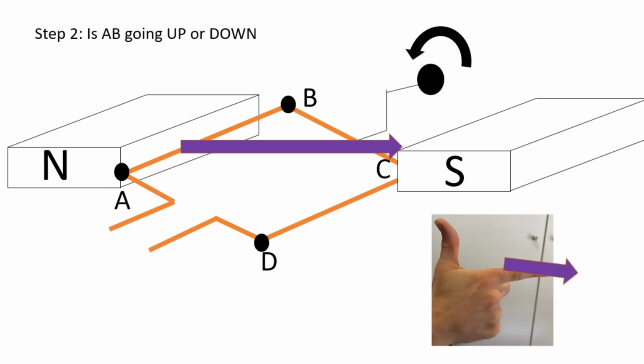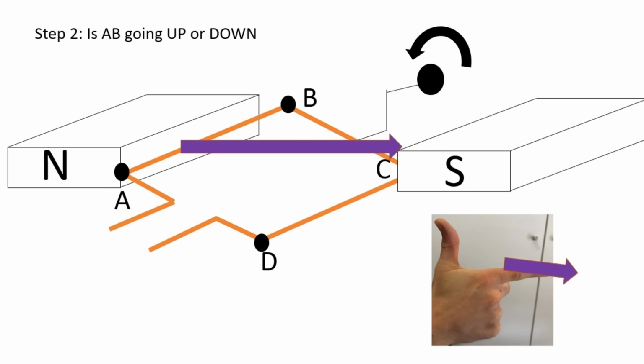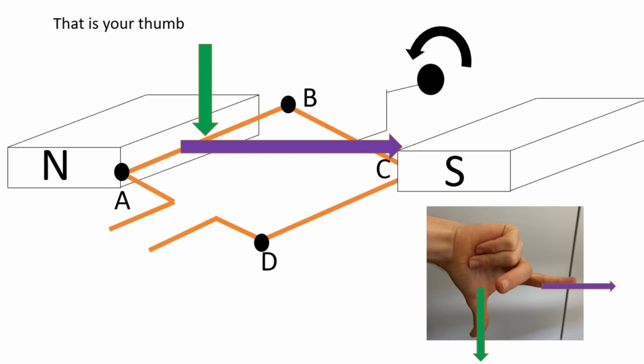Now, step 2, you need to look at AB, because remember the question said, is the current in AB? So they're not talking about CD, they're talking about AB. If you look at the rotation now, remember this has changed. Look at that, it's going this way. So that means AB is about to go down, so your thumb needs to go down. Good luck. So your finger should be doing something like that now, okay?